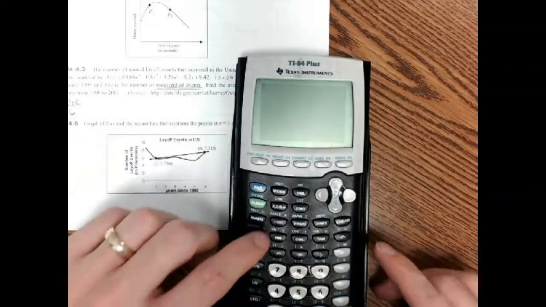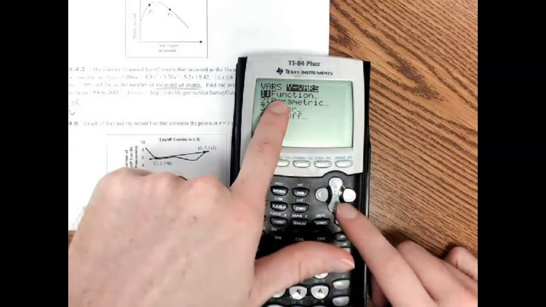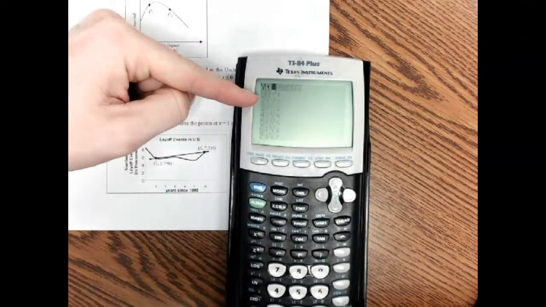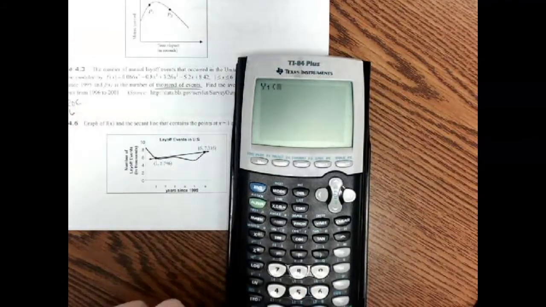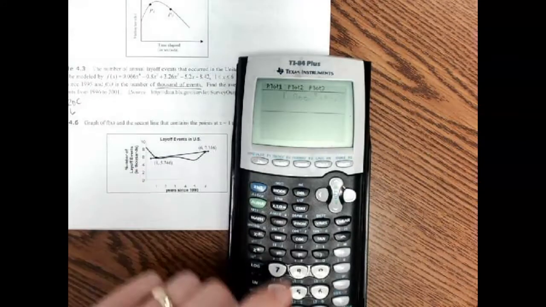Let's see if I plug in 1, whether it actually gives me the 5.746. Cool. Let's try it. Vars, scroll to the right, y vars. We're in function mode. I have that function typed into y1, and I'm going to tell it to evaluate at 1. Oh, it looks different. How about that? Let me make sure I have it typed in correctly.